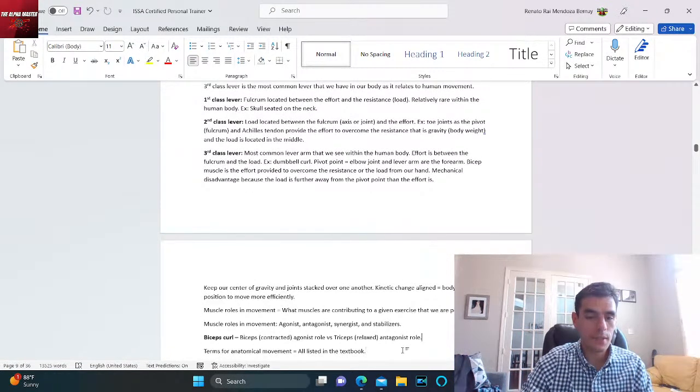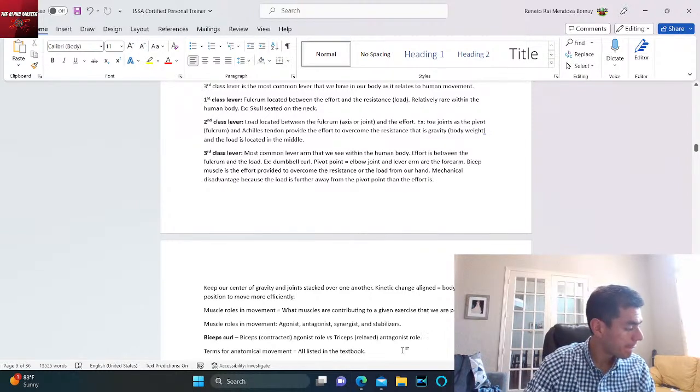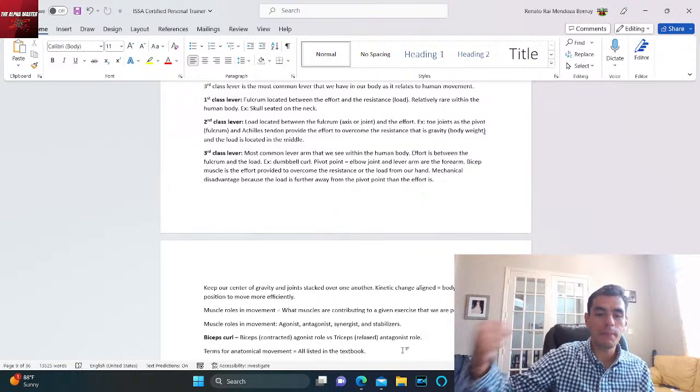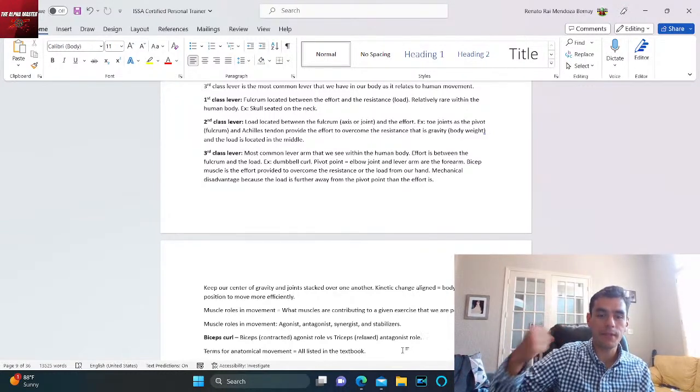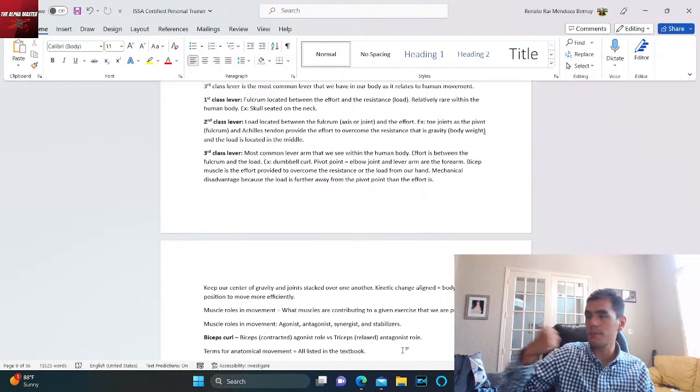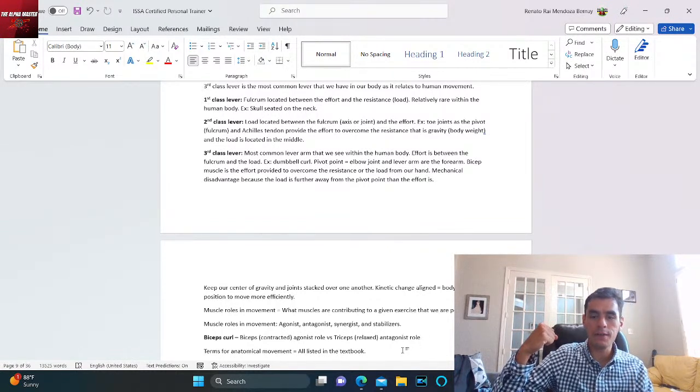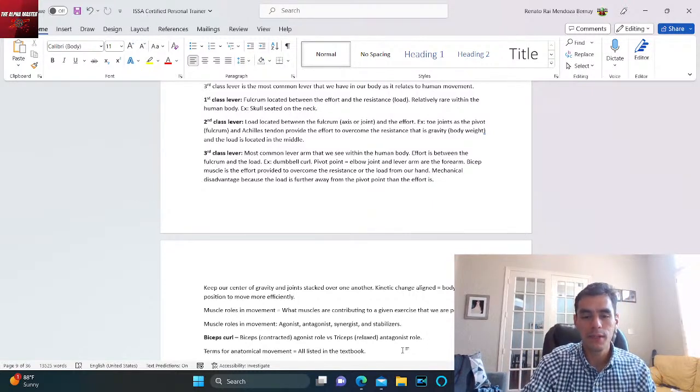Biceps curl, for example. In the biceps curl, the biceps, which is the contracted muscle, have the agonist role. And the triceps have the relaxed antagonist role.